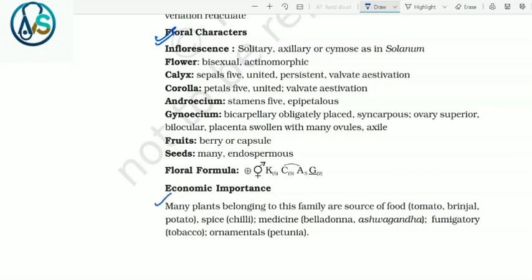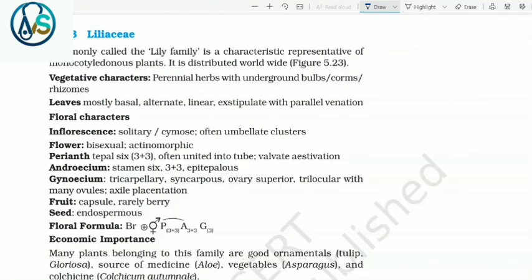Economic importance: many plants belonging to this family are sources of food, that is tomato, brinjal, potato. Spice, chilli. Medicinal: belladonna, ashwagandha. Fumigatory: tobacco. Ornamental: petunia. 5.9.3 Liliaceae. Commonly called the lily family, it is a characteristic representative of monocotyledonous plants.